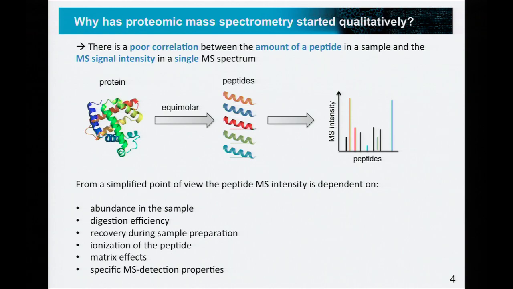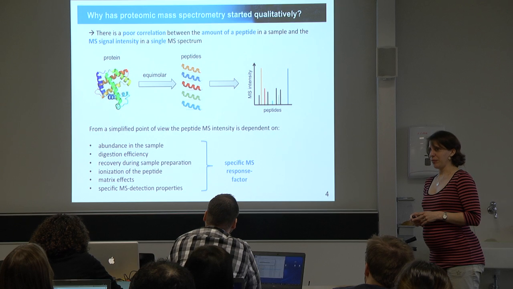And it's just the summary of all of this. Each peptide sequence, each amino acid sequence, has its own mass spectrometric detection properties. And the intensity that we see in the end is really the sum of all those factors that contribute to what we call the specific MS response factor per peptide. And that's the reason why it's super hard, just by looking at one of these intensities, to make a statement about the abundance of this peptide, or finally the abundance of that protein in the sample.